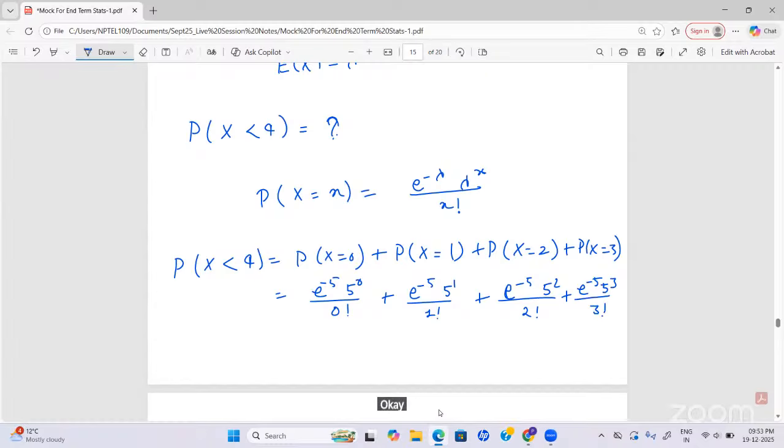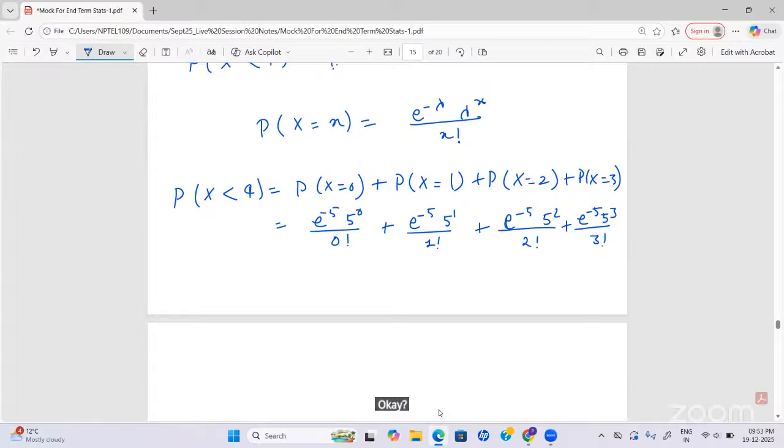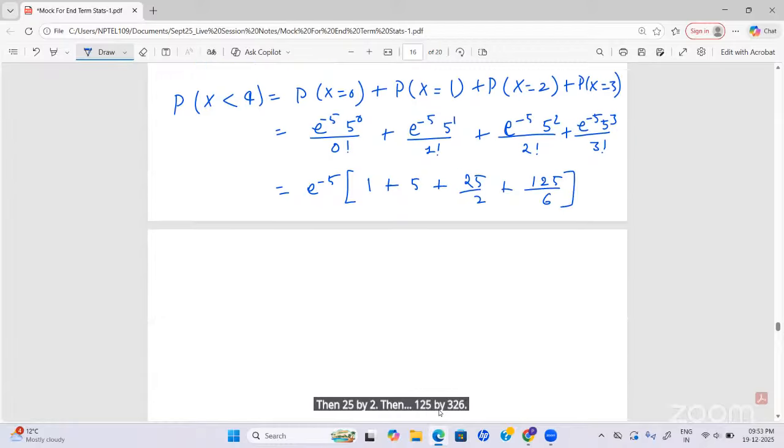Okay, so if you take e to the power minus 5 as common, you will have 1 plus 5, then 25 by 2, then 125 by 3 into 6. Now just solve this thing.